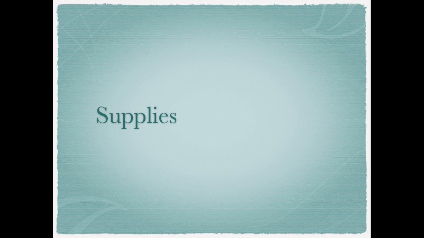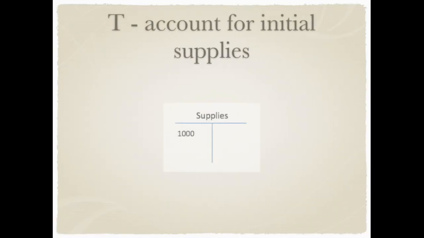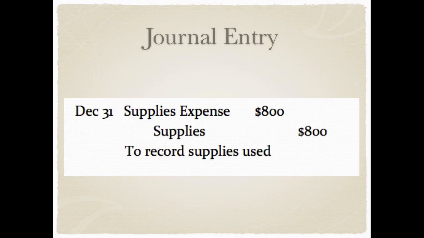Well, have you ever used up a piece of paper? That's part of your supplies, right? Whenever you journalize supplies, you only journalize when you get more, but you never journalize when you use up your supplies. So, for example, let's say you had $1,000 in your supplies. Let's say you used up $800 worth of your supplies by December 31st. So you would make a supplies expense account and you would debit $800 because it's an expense account. And you would credit your supplies by $800 because you used them up, so it is decreasing.